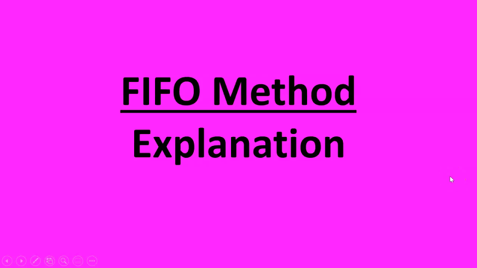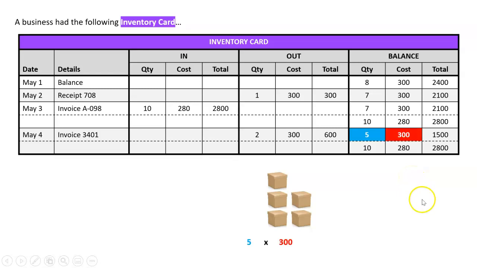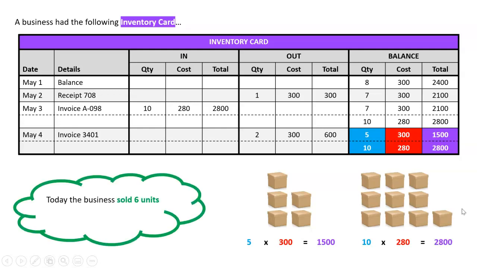Other than the identified cost method, the other way to value inventory is using the FIFO method. So let's explain what that is. A business had the following inventory card. So we've got a few items there. But at the end, the balance shows 5 units at $300 for a total of $1,500 and 10 units at $280 for a total of $2,800. And the question then becomes, well, if we sell 6 units today, which 6 units were sold?